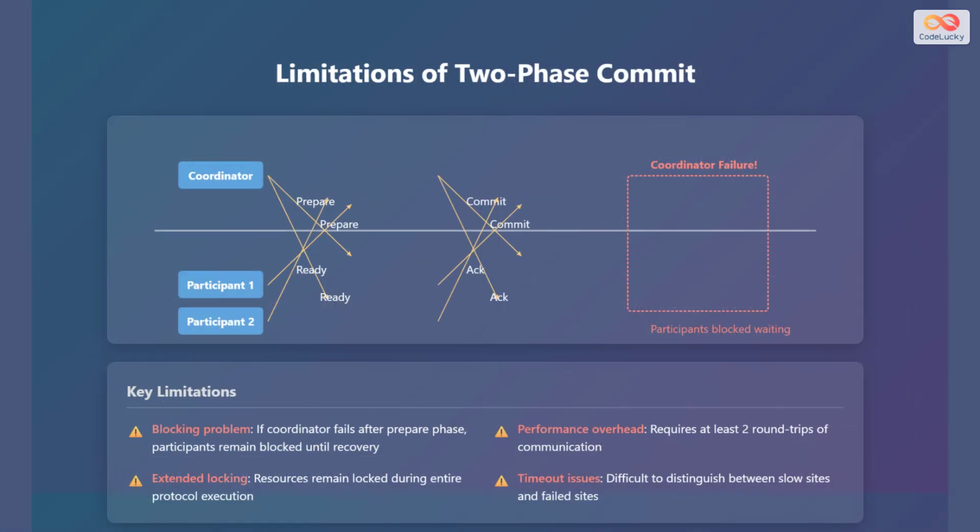Now let's explore the limitations of two-phase commit. There is the blocking problem, where if the coordinator fails after the prepare phase, participants remain blocked until recovery. There's also a performance overhead, because it requires at least 2 round trips of communication. Resources remain locked during entire protocol execution, leading to extended locking. Finally, there are timeout issues. It is difficult to distinguish between slow sites and failed sites, which can cause confusion and delays.